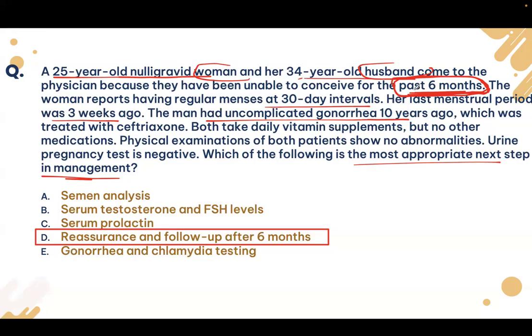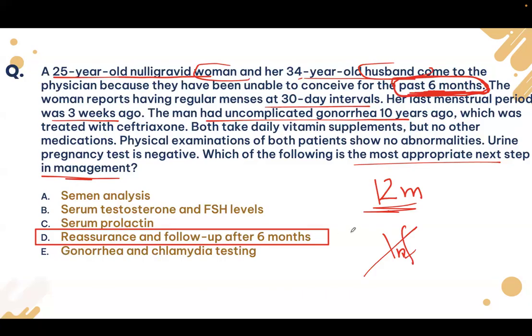Let me just tell you what's the definition of infertility. Infertility is not being able to get pregnant and to conceive after having sexual intercourse without any barriers for 12 months. And this patient has been trying to conceive for only 6 months. So it's not considered as infertility, which is why we don't do the usual tests that we would do for infertility. So what would we tell the patient?